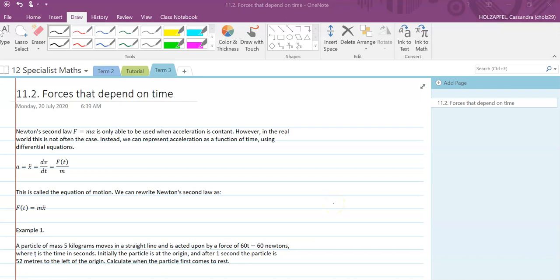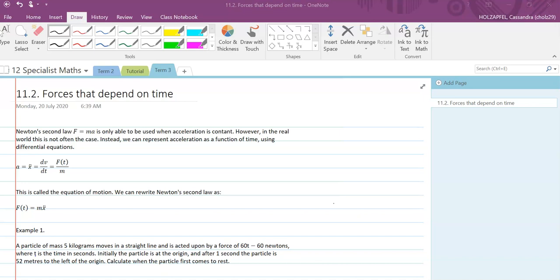Today we're going to be looking at forces that depend on time. At this point we're kind of familiar with Newton's second law, which is that force is equal to mass times acceleration. This formula we can only use when acceleration is constant, but in the real world this often isn't true.